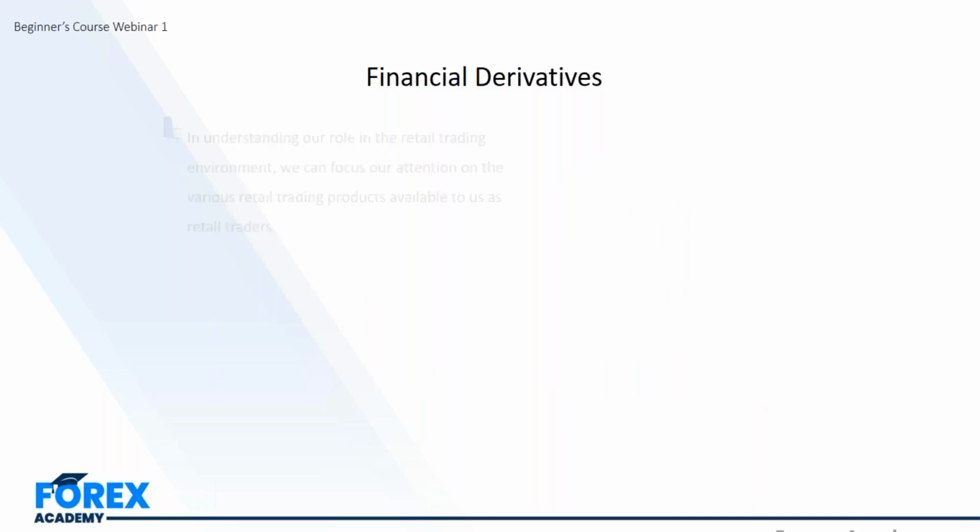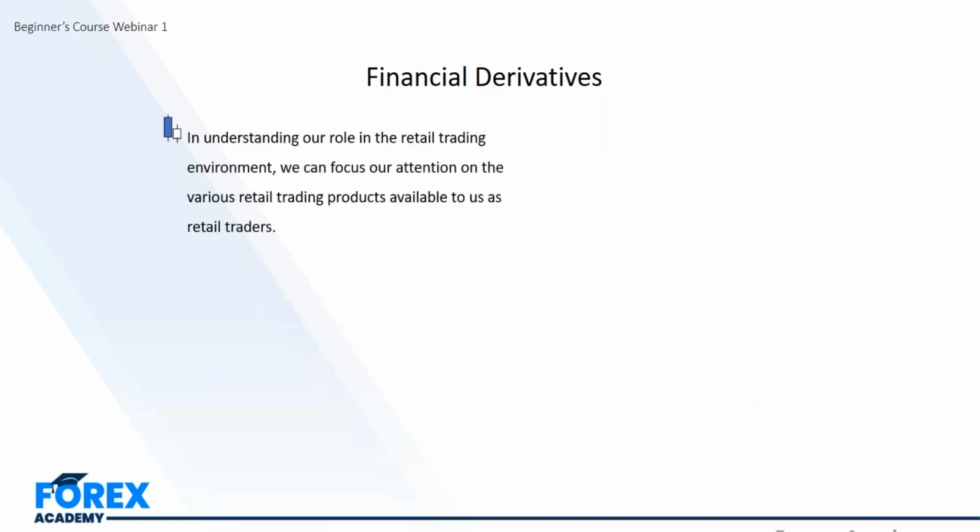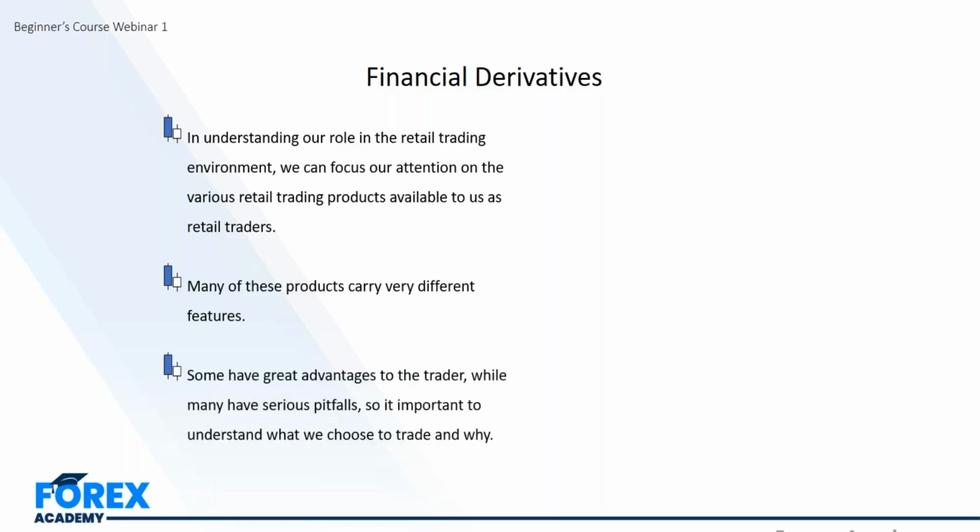So let's try and understand financial derivatives in a little more insight. In understanding our role, as we've said, as retail trading within the environment, we can focus our attention on the various retail trading products available to us as traders. Many of these products now carry very different features, as I've said. Some have great advantages to the trader, while many have serious pitfalls. So it is important to understand what we choose to trade and why. So we'll just go through them with a little more detail.